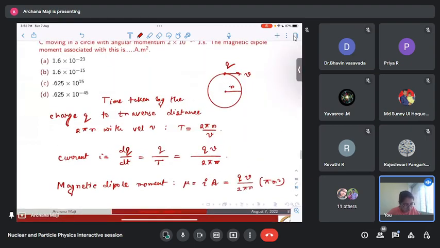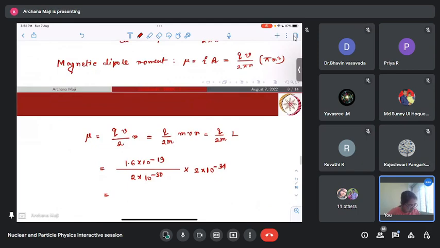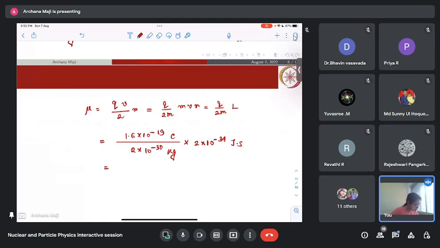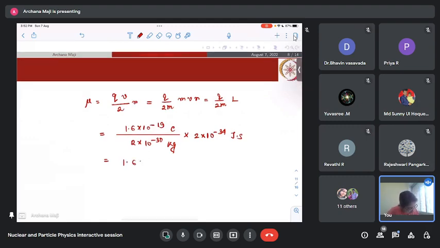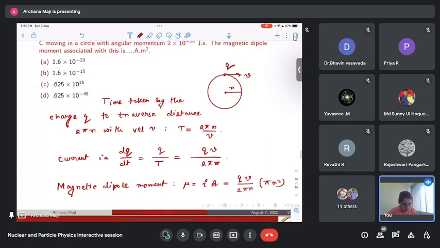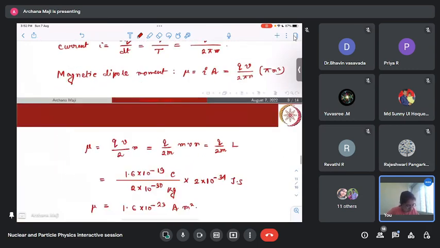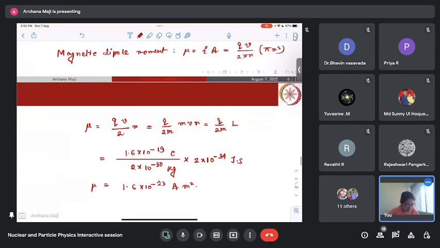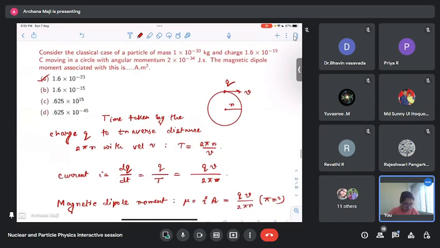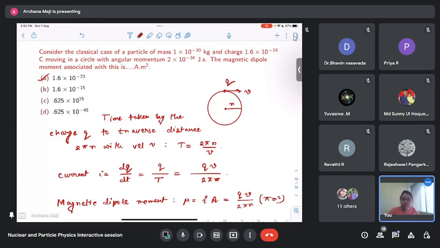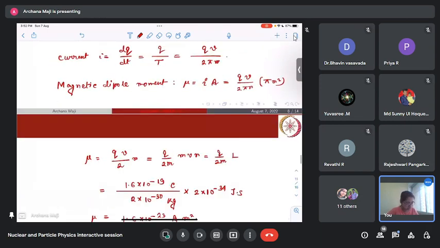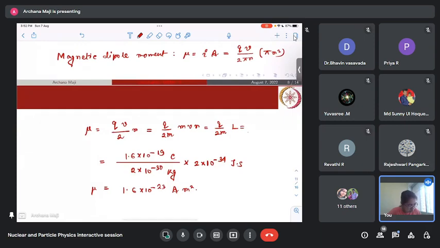So mu will come out to be, if you calculate this, 1.6 into 10 to the minus 23 ampere meter square. Okay, so the correct answer is A. So basically you just need to remember this formula to answer this question.